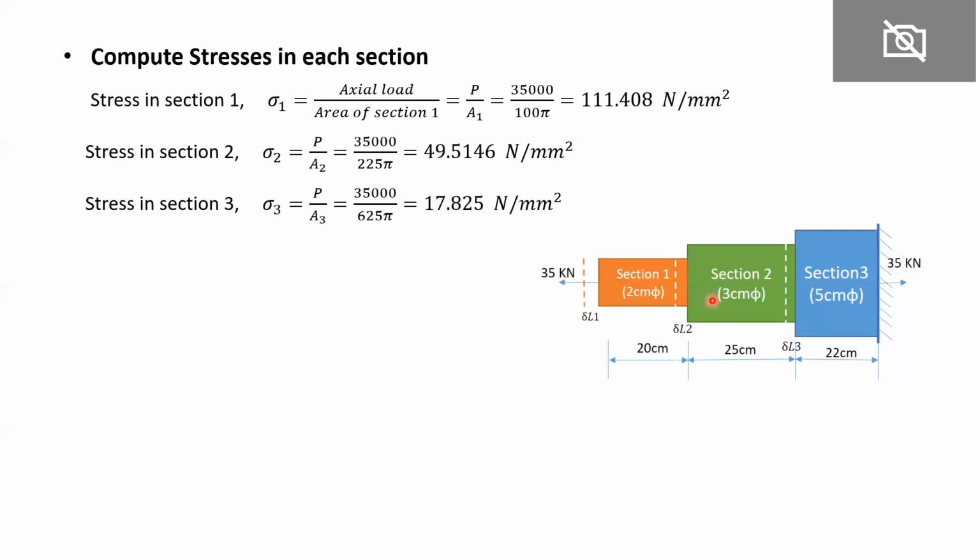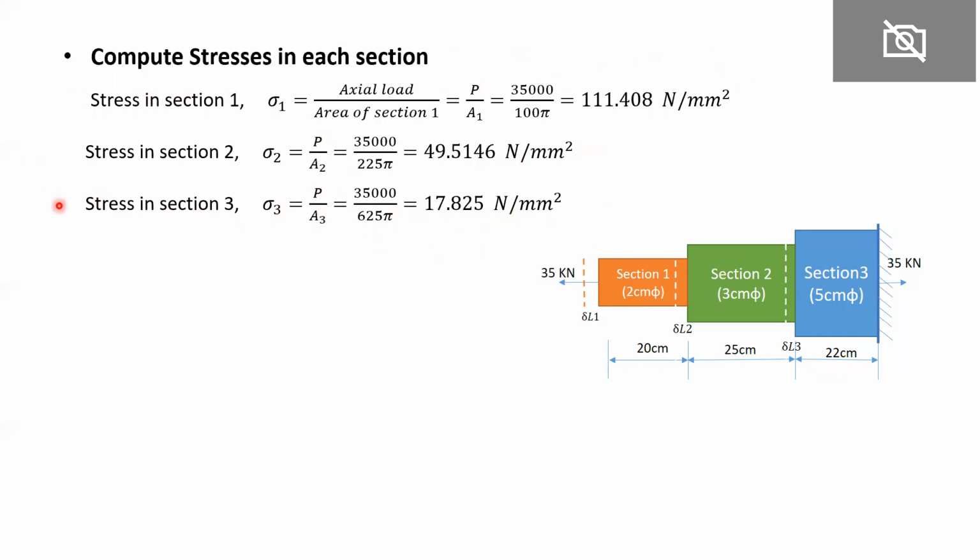Similarly, stress in element 2 is force upon area. In section 3, stress is equal to P upon the corresponding area. The area of this section is 625 pi, so 32,000 upon 625 pi is equal to 17.85 Newton per mm square. So these are the stresses the members are subjected to.